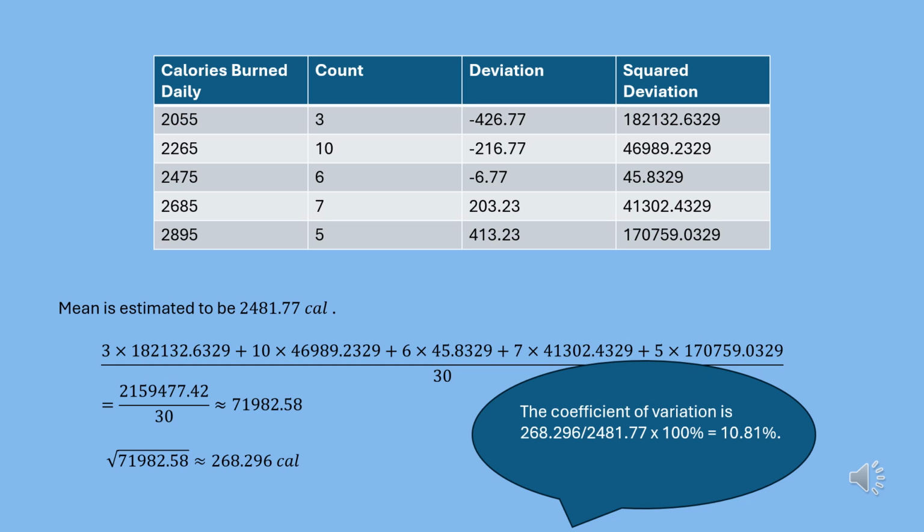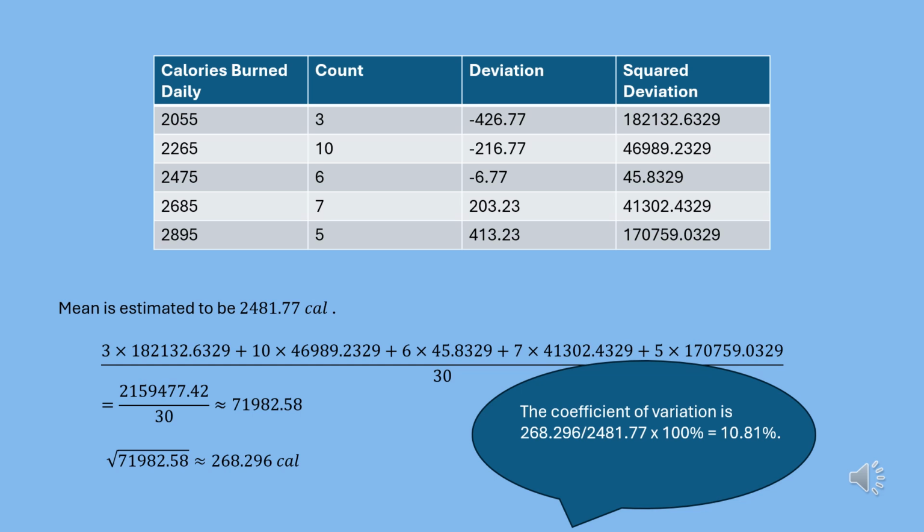2,159,477.42. Again, we don't have the full set of data, so we're certainly kind of looking at this as a sample. So divide by 30 and not 31, and we get approximately 71,982.58. Then take the square root to dampen the effect of having squared. And our estimate of the standard deviation for the amount of calories burned is 268.296 calories. Notice with this set of data, our coefficient of variation turns out to be only 10.81%.